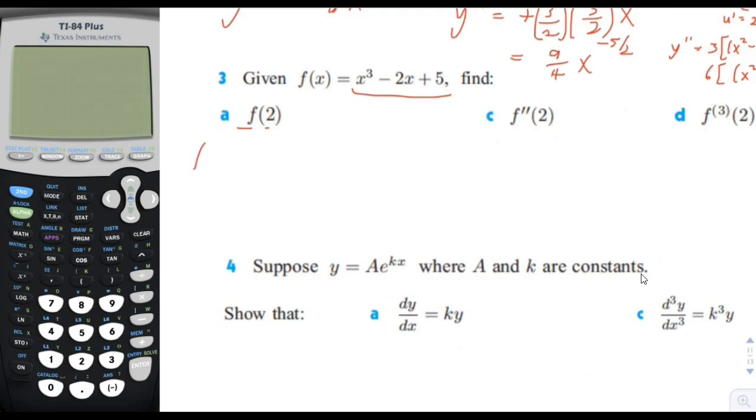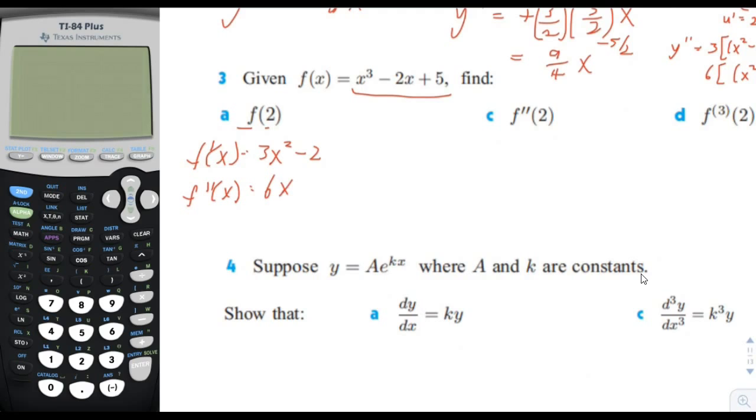So let's define the first derivative. The first derivative of the function is equal to 3x squared minus 2. Let's find the second derivative because later we're going to use that. The second derivative is equal to 6x.